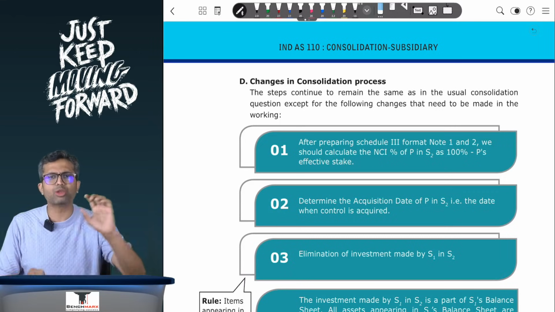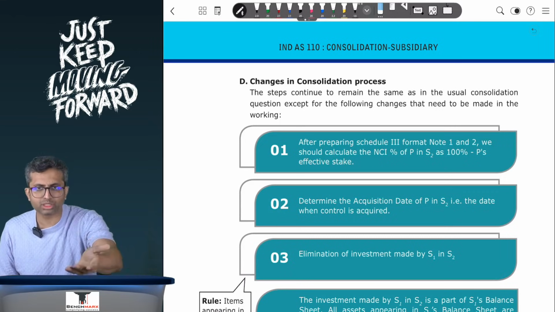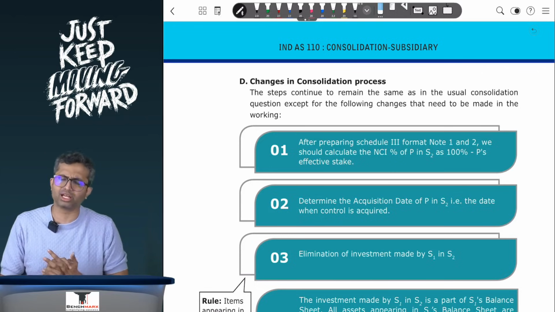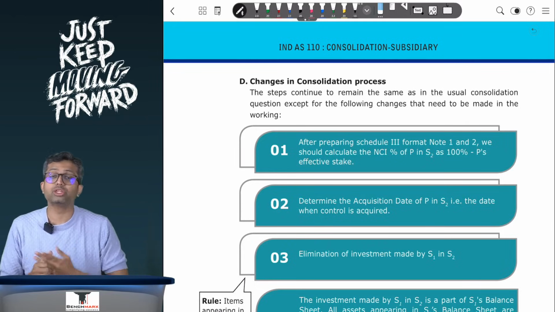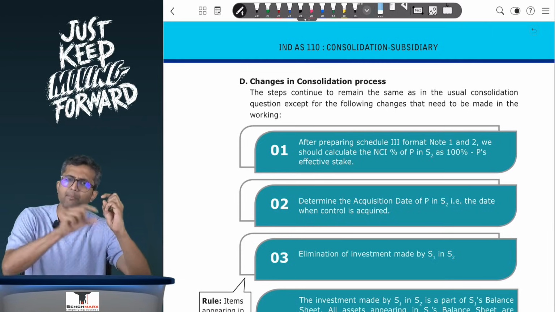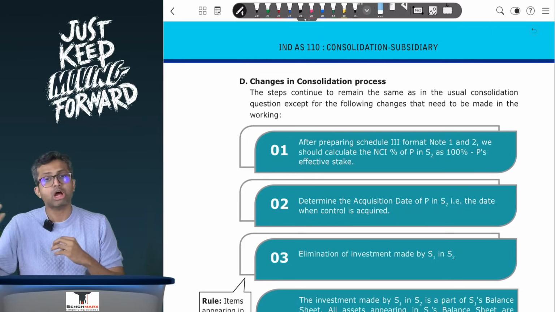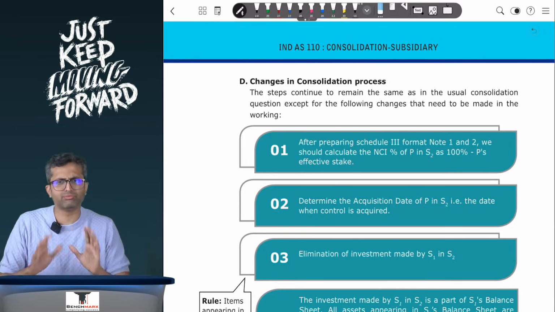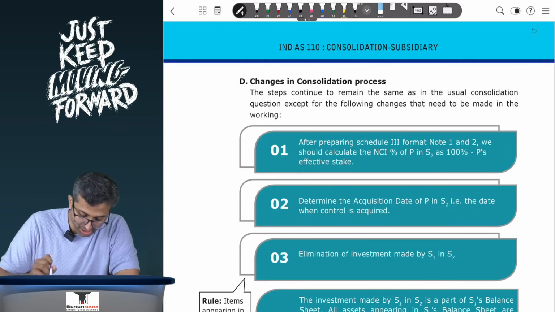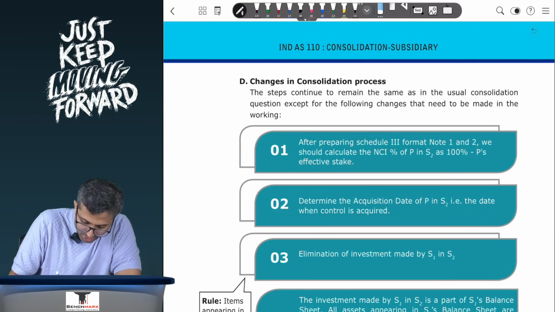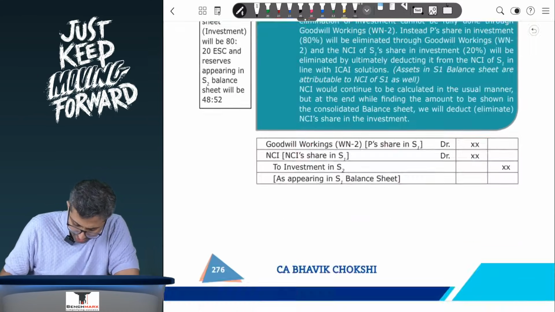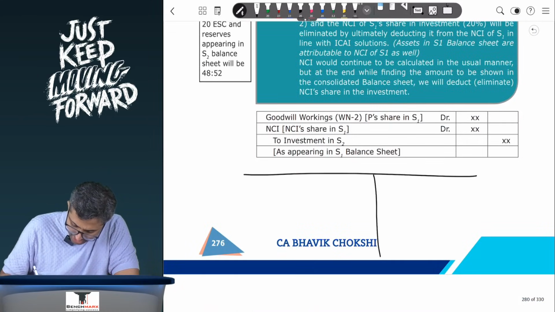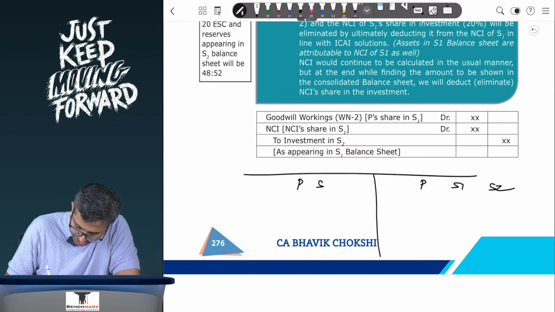Now, how do you calculate goodwill? You will compare the investment with the share in the net assets. If it is partial goodwill, you will compare investment; if it is full goodwill, you will compare investment plus NCI minus 100% of the net assets or net worth. Now, when I look at the investment, we eliminate the investment. Usually, if we make the balance sheets, there will be P, S1, S2, again there will be P, S1, S2.